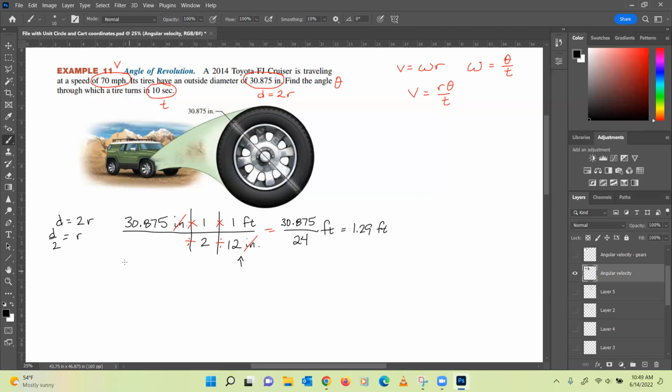Now let's convert our miles per hour. We have 70 miles in 1 hour. We know that 1 mile has 5,280 feet in it. So now the miles will cancel, and I'm left with feet per hour. Well, I know that 1 hour is, because we're only looking at 10 seconds, let's go ahead and convert to seconds. 3,600 seconds in an hour.